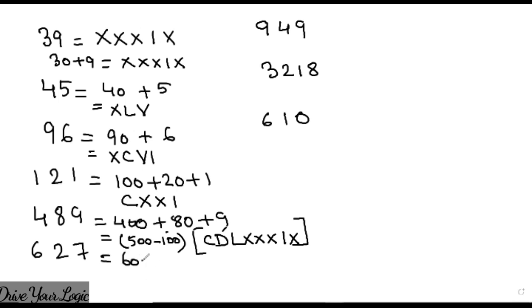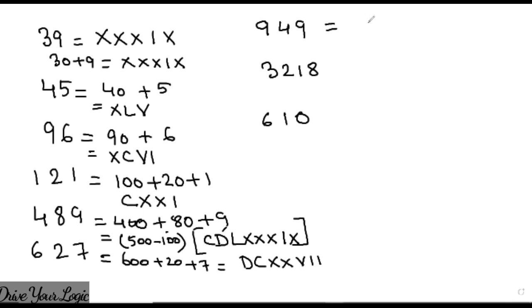627: 600 plus 20 plus 7. So what will you write down? 600 stands for DC, that is 500 plus 100. That is 600. 20 is XX. 7 is VII. Clear?